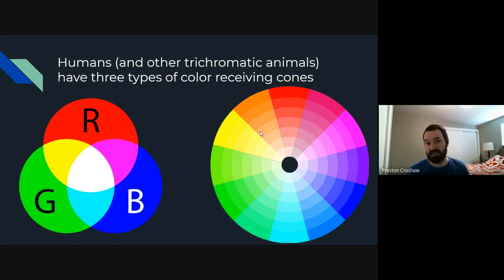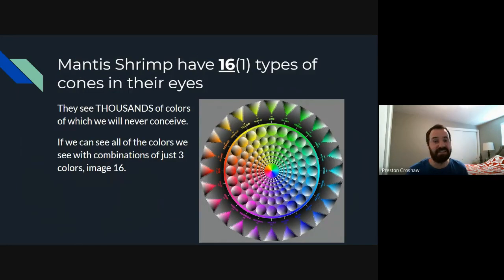Well, when we look at mantis shrimp, they have 16 types of cones. So we have three, right? Red, green, blue. Mantis shrimps have 16 types of cones in their eyes. And so imagine the number of color combinations that they would be able to see with not three colors, but 16 colors, all mixing together in different combinations.